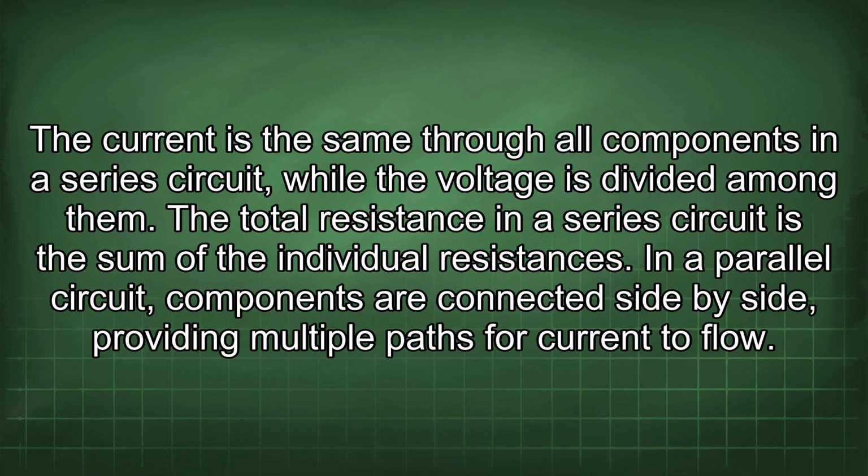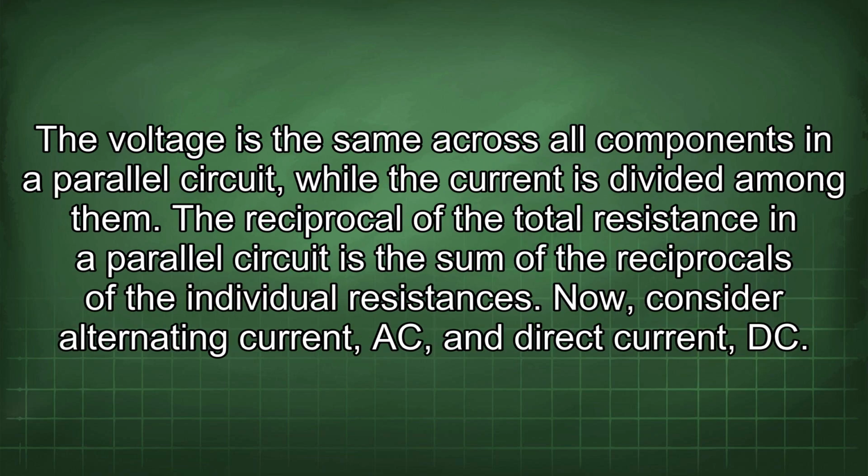In a parallel circuit, components are connected side by side, providing multiple paths for current to flow. The voltage is the same across all components in a parallel circuit, while the current is divided among them. The reciprocal of the total resistance in a parallel circuit is the sum of the reciprocals of the individual resistances.